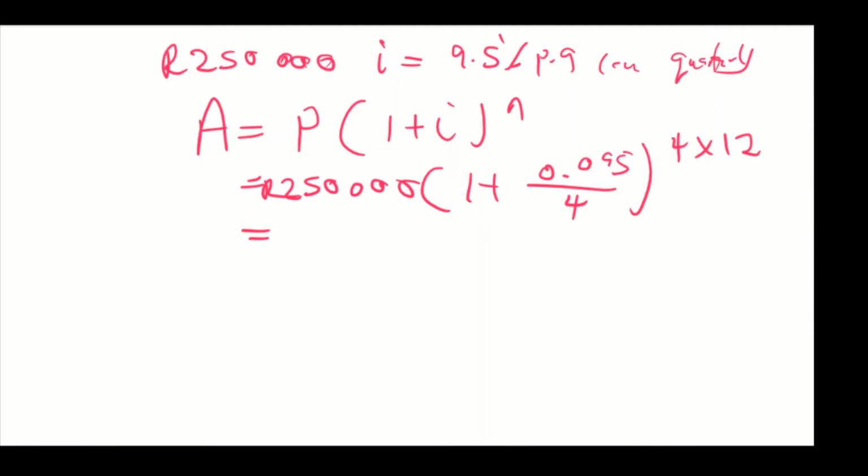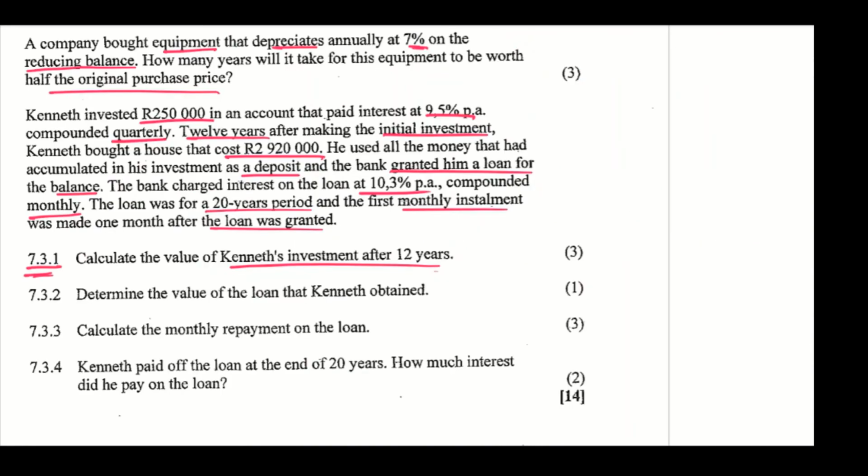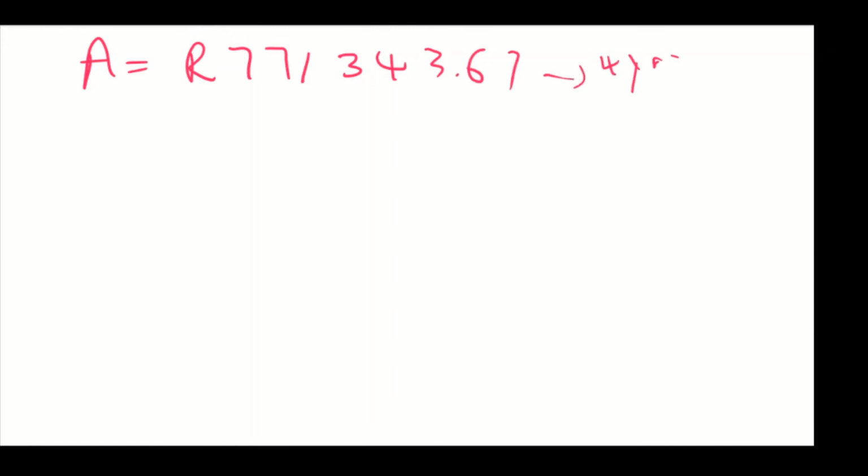So the money that he accumulated for 12 years is 771,343.67. So this is the money that he accumulated. So now 7.3.2, determine the value of the loan that Kenneth obtained. For us to find this, we need to first write down the money that he accumulated, which is 771,343.67.